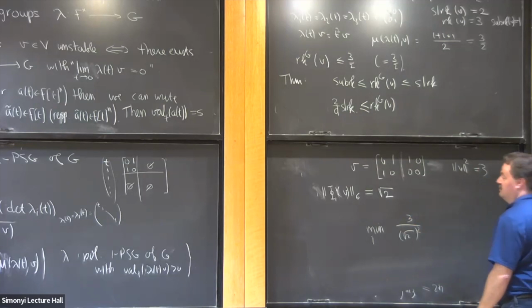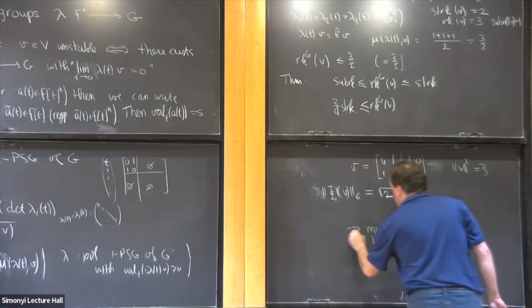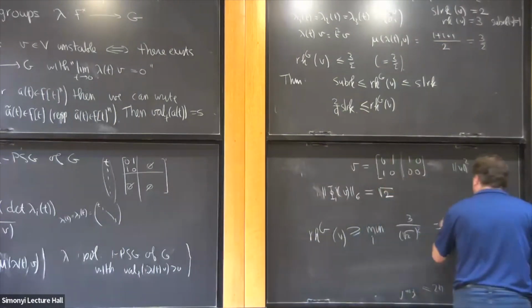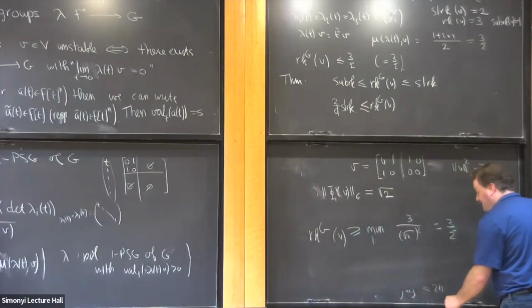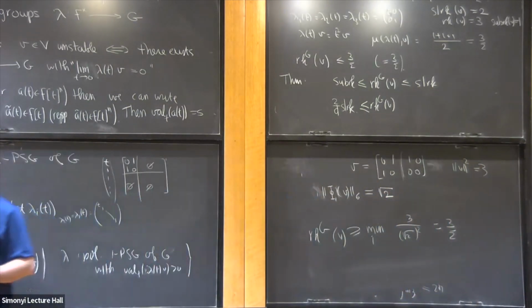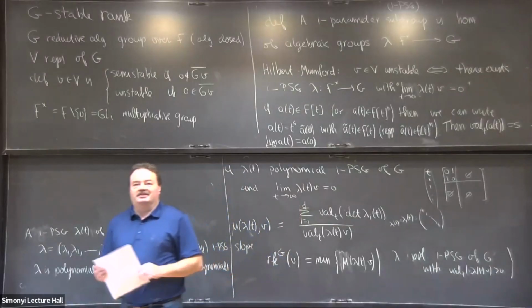So you get this here. And this is a lower bound for the G-stable rank, which is 3/2. So in that case, that would prove that it's exactly equal to 3/2. But it's actually also true for an arbitrary field for this simple example. Okay, I stop here. Sorry.